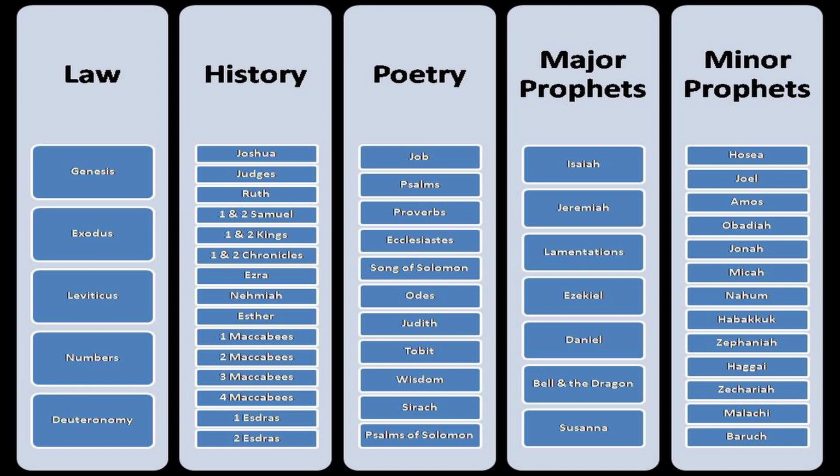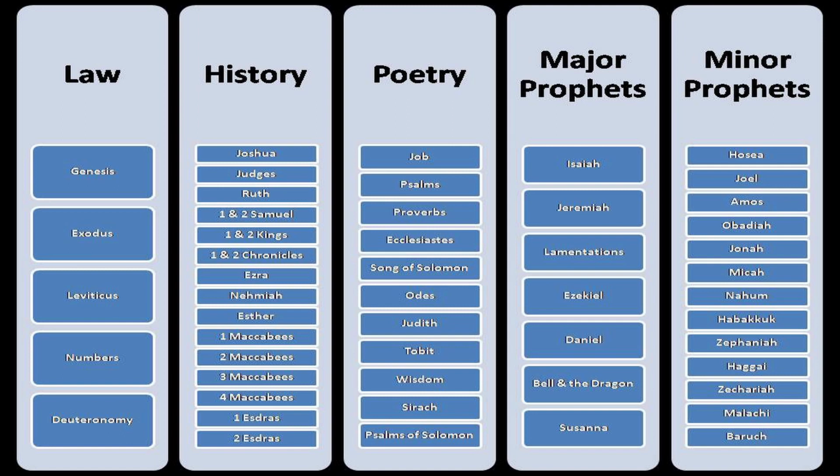The books under the poetry section were Job, Psalms, Proverbs, Ecclesiastes, Songs of Solomon, Odes, Judith, Tobit, Wisdom, Sirach, and Psalms of Solomon. The 4th section was a section of major prophets, and the books under that were Isaiah, Jeremiah, Lamentations, Ezekiel, Daniel, Bel and the Dragon, and Susanna.